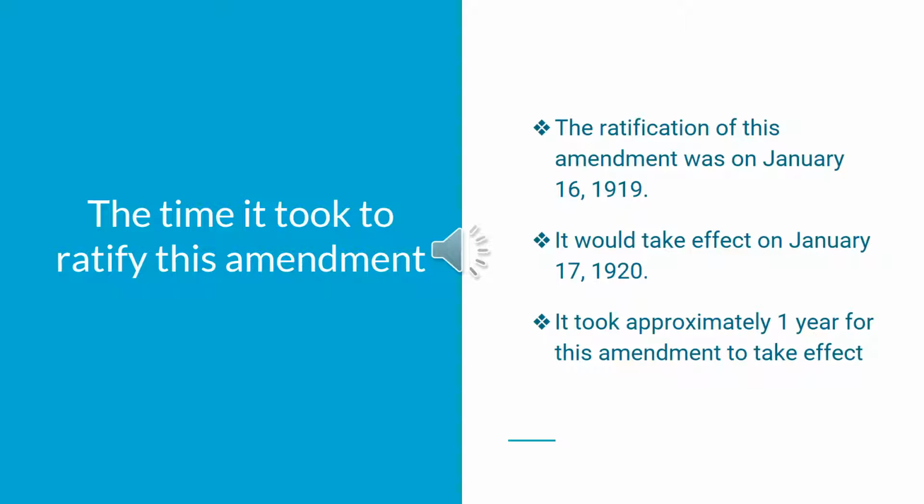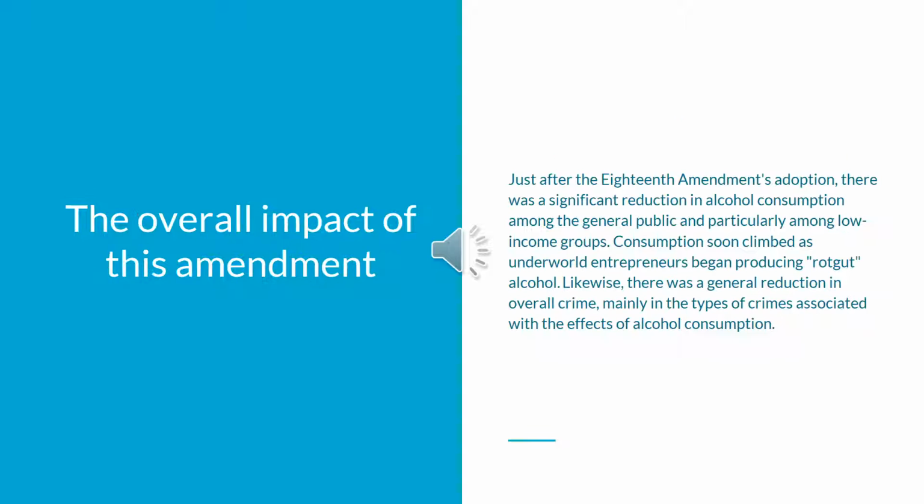Amendment 18 was ratified on January 16, 1919. It took effect on January 17, 1920, and it took approximately 1 year for this amendment to take effect. The overall impact of Amendment 18 was that there was a significant reduction in alcohol consumption among the general public, in particular among low-income groups.